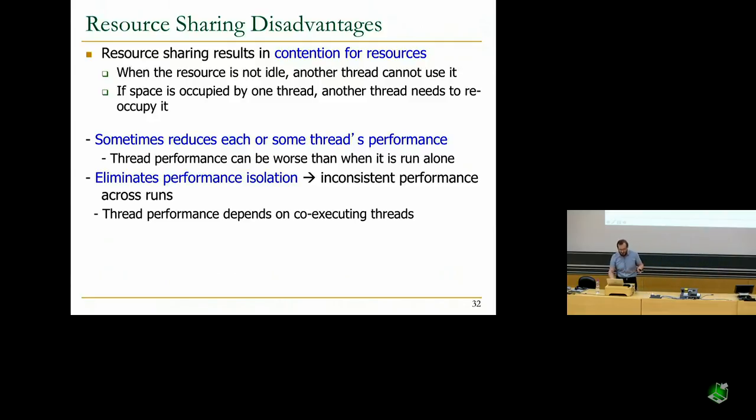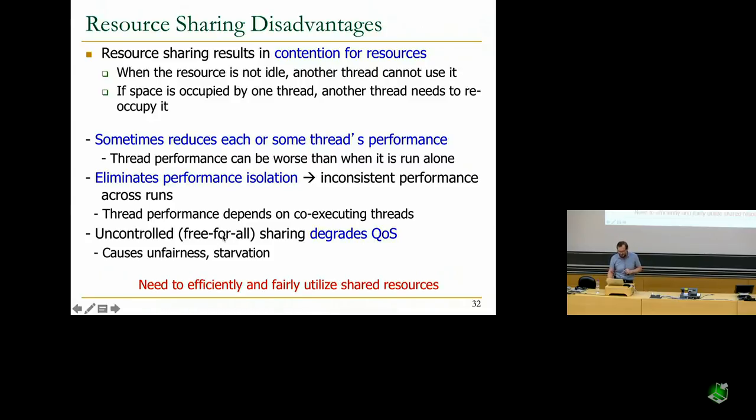But now, if you share the resources, your thread performance depends on what the other thing is that you're sharing your resources with. And if you have uncontrolled sharing, you have the problem that I just described. You don't get good quality of service. Sometimes you get 1 second execution time. Sometimes you get 1 hour execution time. And this causes unfairness and starvation, which we've talked about earlier. So you need to efficiently and fairly utilize a shared resource if you're sharing the resources. That's the key point over here.